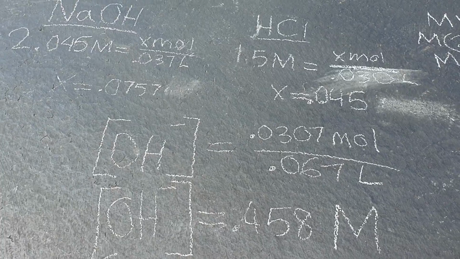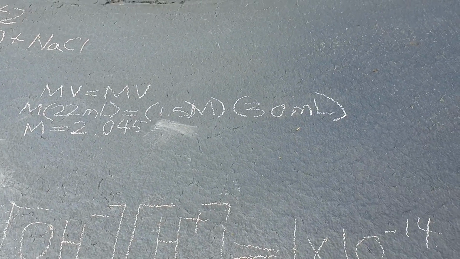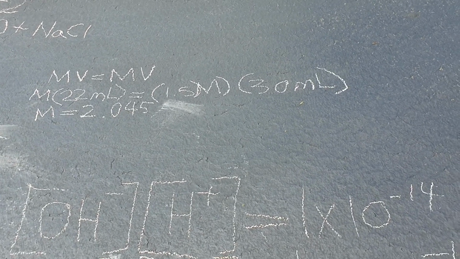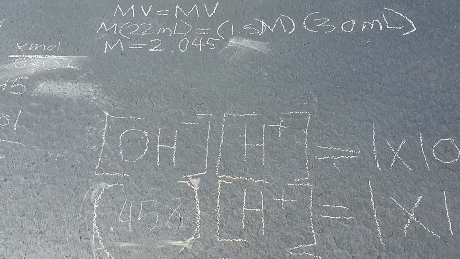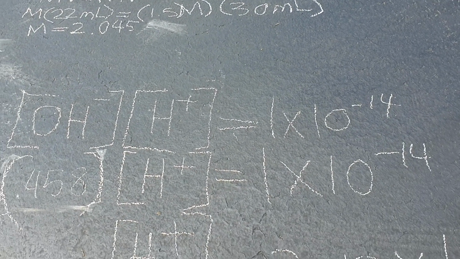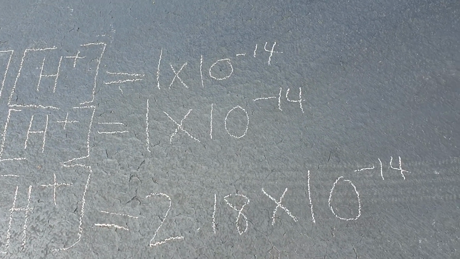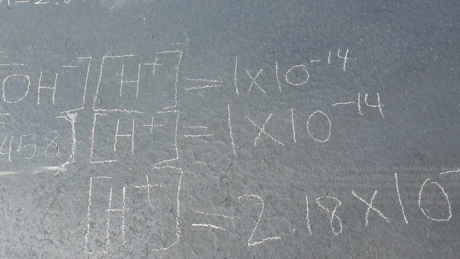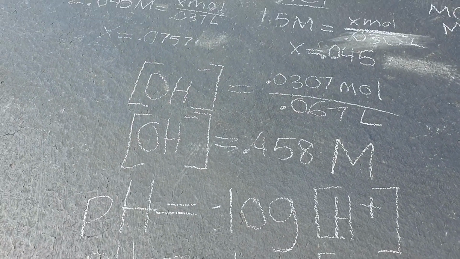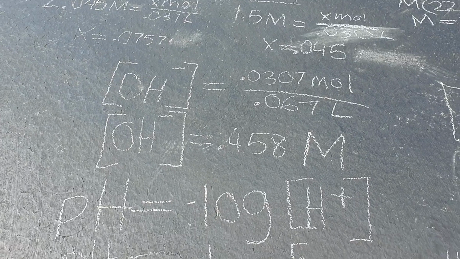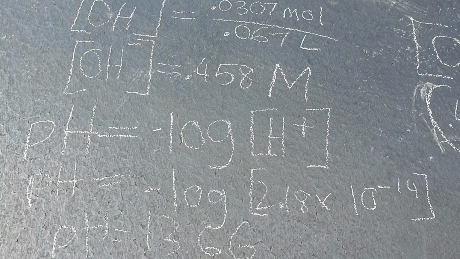And we can sub that into our good old equation over here. The hydroxide concentration times hydrogen ion equals 1 times 10 to the negative 14. We sub in 0.458 for OH, and we can solve for hydrogen ion, and that is equal to 2.18 times 10 to the negative 14. All right, now we can solve for our pH by plugging in that hydrogen ion concentration into here. There it is. And the negative log of that is 13.66.